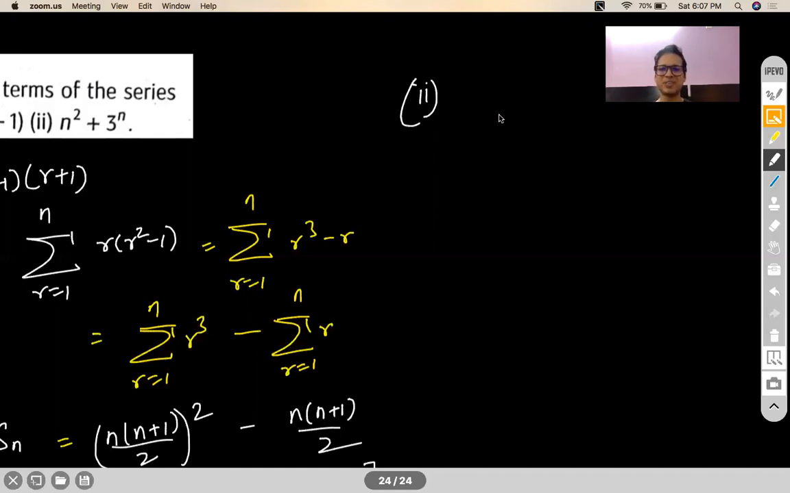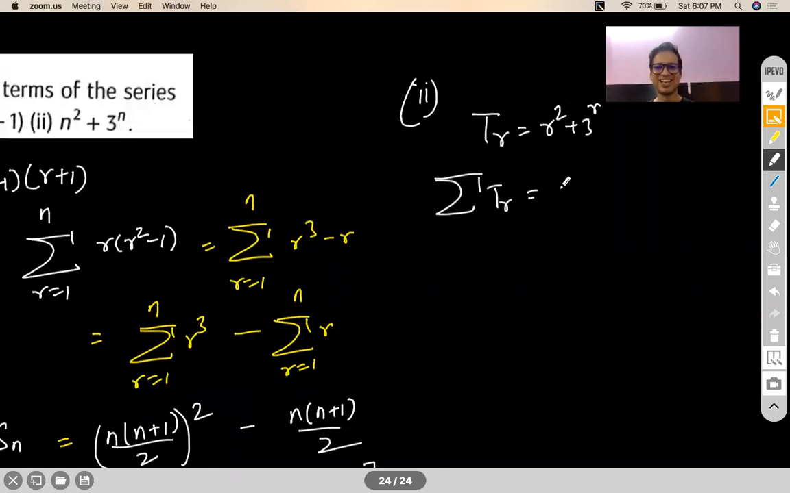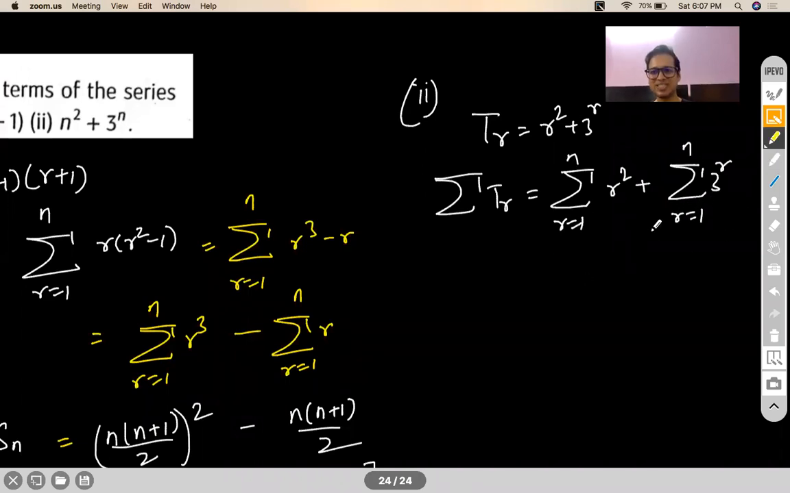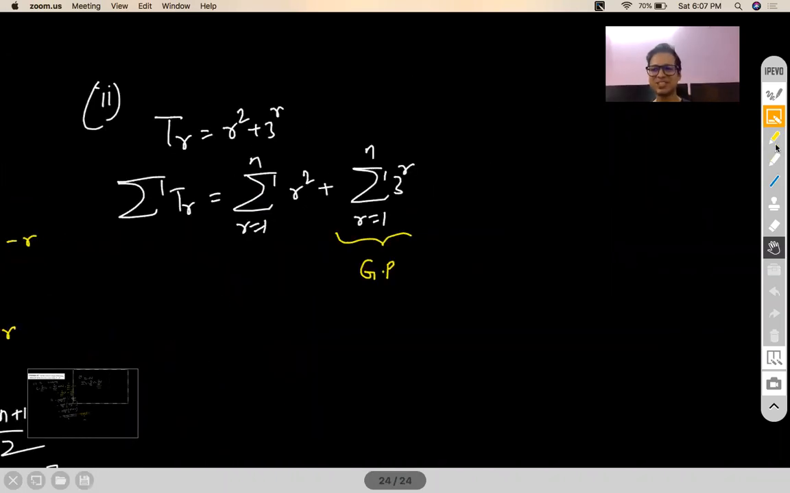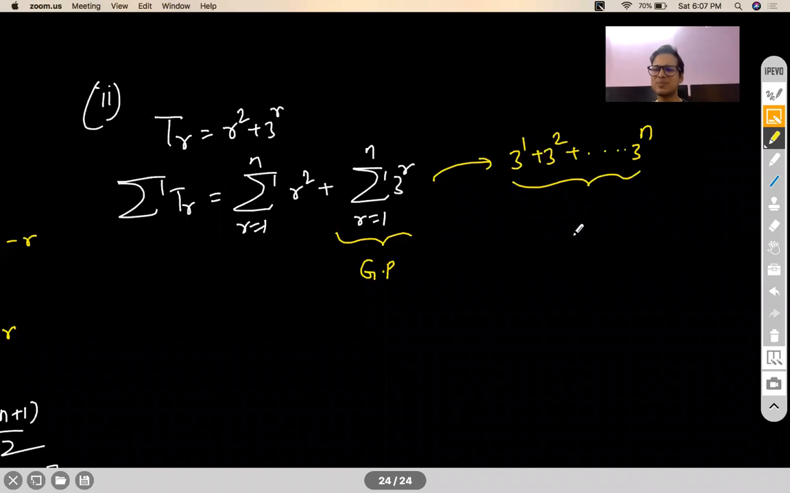So those who are worried about, okay, I found the rth term. Rth term is this. But sir never told us how to sum up 3 to the power r, right? See, don't worry about the second term. The second term is actually a GP. This is a geometric progression, right? So I don't have to give you summations of all the terms. This is like saying 3 to the power 1, 3 to the power 2, and so on, till 3 to the power n. We all know the sum, right?